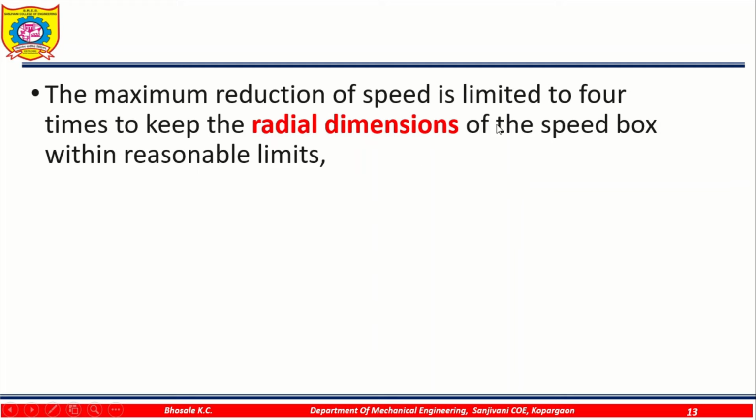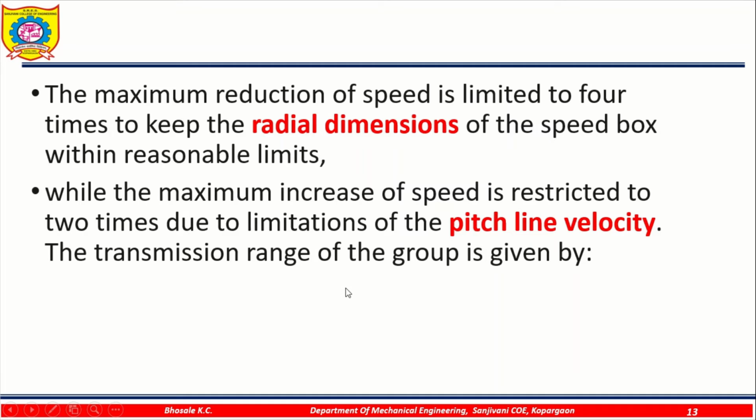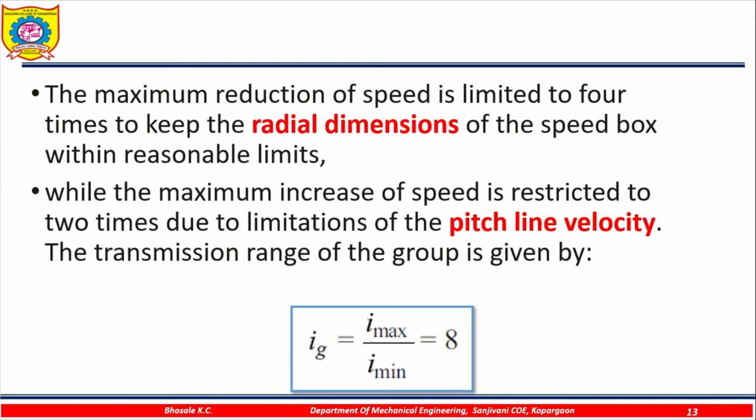So the maximum reduction of the speed is limited to 4 times to keep the radial dimension of the speed box within a reasonable limit. If you go beyond that, the radial dimension will increase. The maximum increase of the speed is restricted to 2 times due to the limitation of the pitch line velocity. So, due to that, the transmission range of the group will be equal to 8.